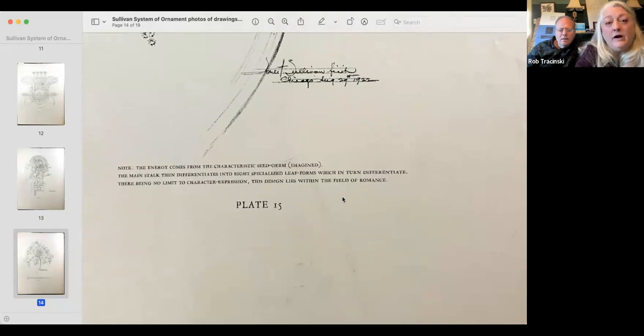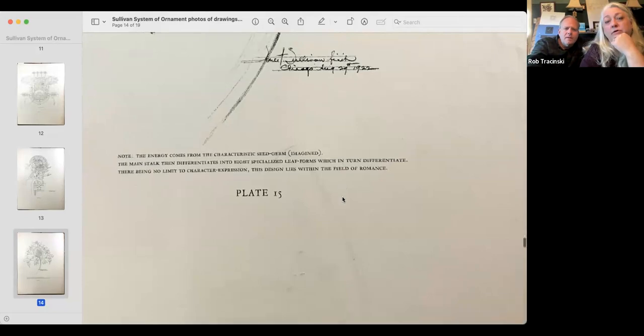Now, there is a couple places, like this one does have some text to it. He says here, note, the energy comes from the characteristic seed germ imagined. The main stalk then differentiates into 8 specialized leaf forms, which in turn differentiate. There being no limit to character expression, this design lies within the field of romance. Let's go back down and show the rest.